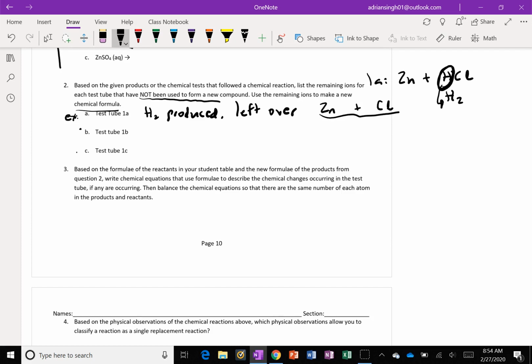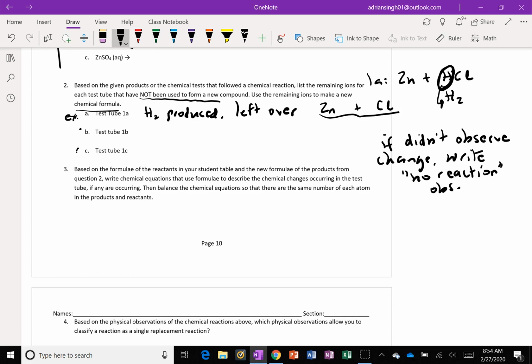And you're going to do that with each of the tubes where you did see a reaction. So if you did not see a reaction, then you just write no reaction. If you didn't observe a change, write no reaction observed. So based on the ions that are left over, we can combine these to make our compound. So in the case of the zinc and the chloride, we end up making zinc chloride.